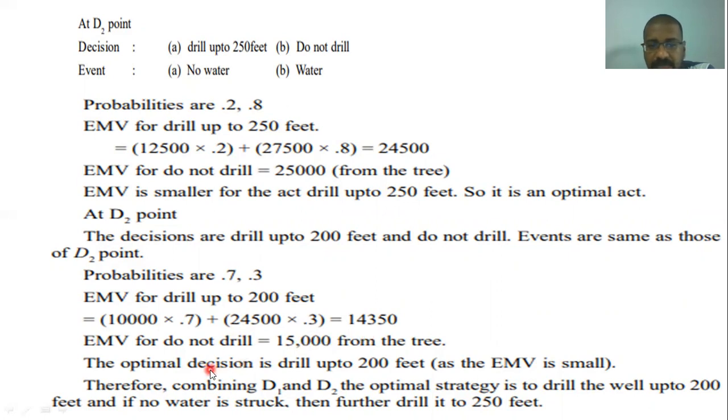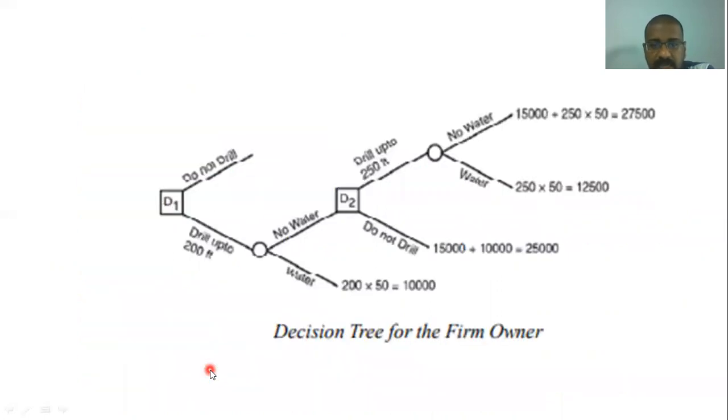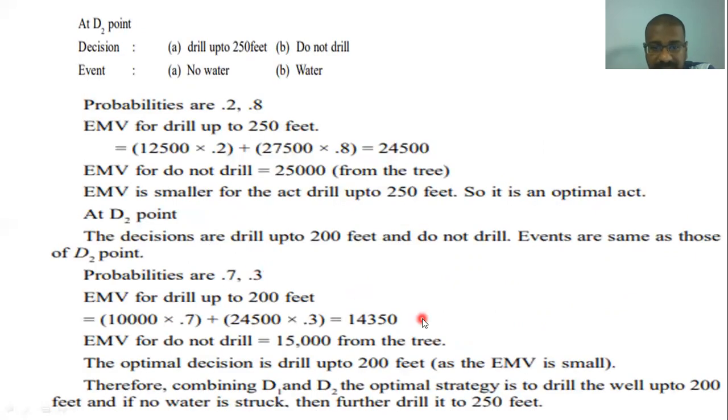The EMV for do not drill is 15,000, that is, you procure water from the neighbor. For drilling 200 feet, the EMV is 14,350, which is minimum. So combining D1 and D2, the optimal strategy is to drill the well up to 200 feet, and if there is no water struck, drill further up to 250 feet. So that is the optimal decision. This is the end of the problem.